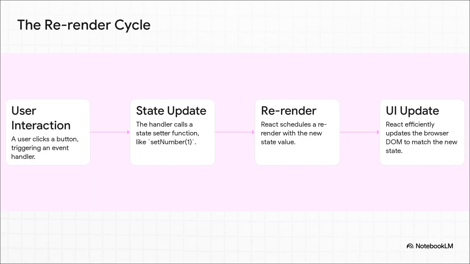So let's trace the whole cycle. A user clicks a button. That click triggers a function that calls a state setter, something like setNumber1. That's a signal to React to schedule a re-render. Then React runs your component's function all over again, but this time it uses that new state value. Finally, React looks at the new result, compares it to what's on the screen, and super efficiently updates only what changed. It handles all that messy DOM stuff for you.